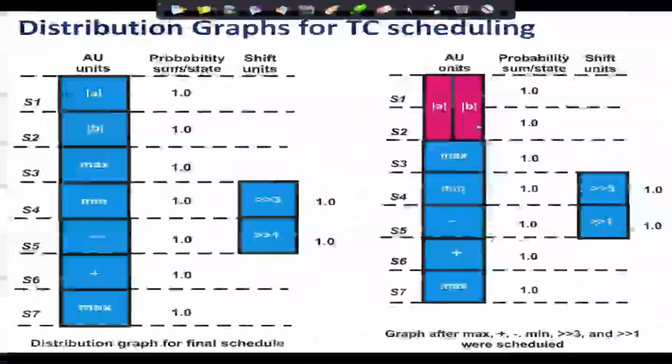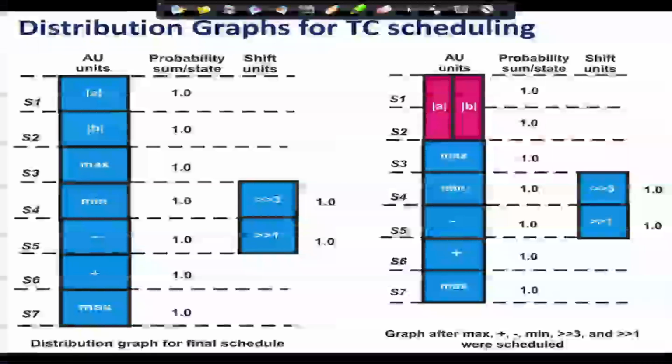And now, only A and B are left. So, I can simply schedule them in any particular way like A and B. Okay. So, that is the ultimate distribution graph that I get for the time constraint schedule.